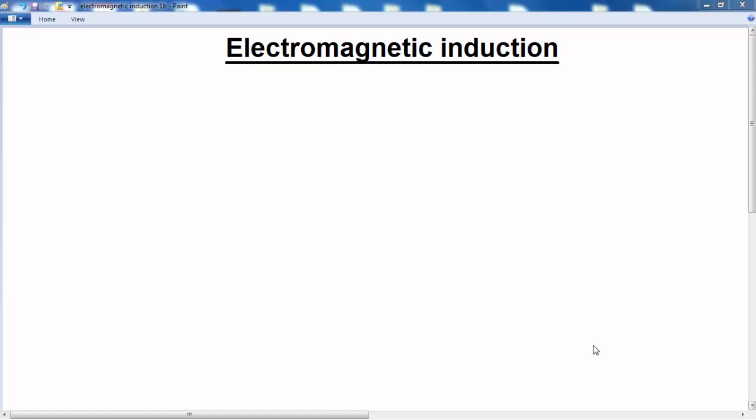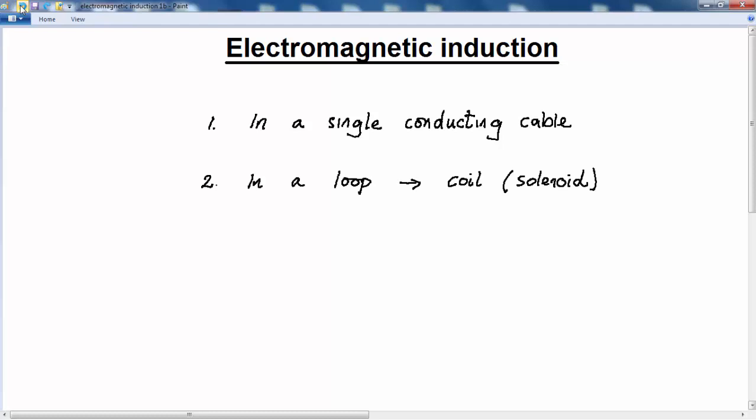In the next 3 lessons, we're going to look at electromagnetic induction. First of all, we're going to keep things simple by looking at the electromagnetic induction in a single conducting cable. Then we're going to extend that to the electromagnetic induction in a loop, and then into a coil or solenoid, and then we're going to look at a practical device which acts as an AC generator.